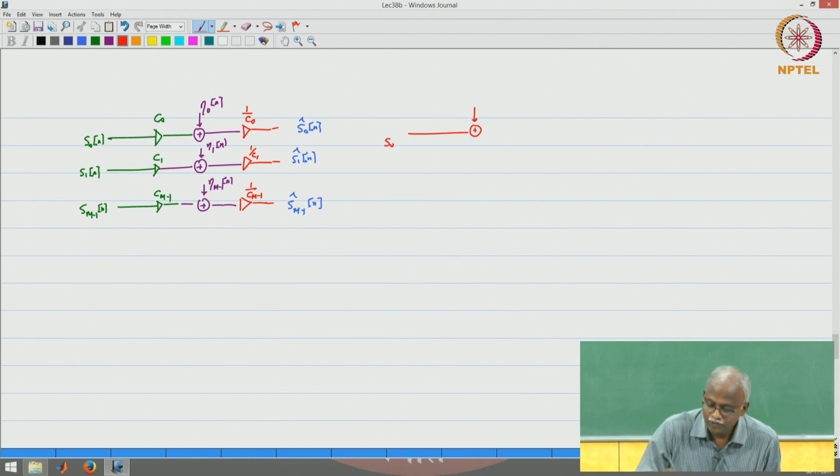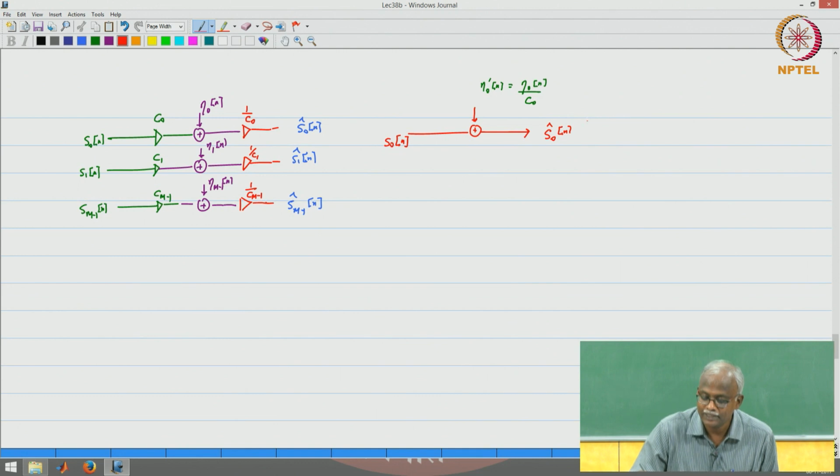S naught getting transmitted at one end is showing up at the other end with the effect of a noise term, which is eta naught dash of n, which is eta naught of n divided by C naught, that is it. And this shows up at the other end as S naught hat of n.